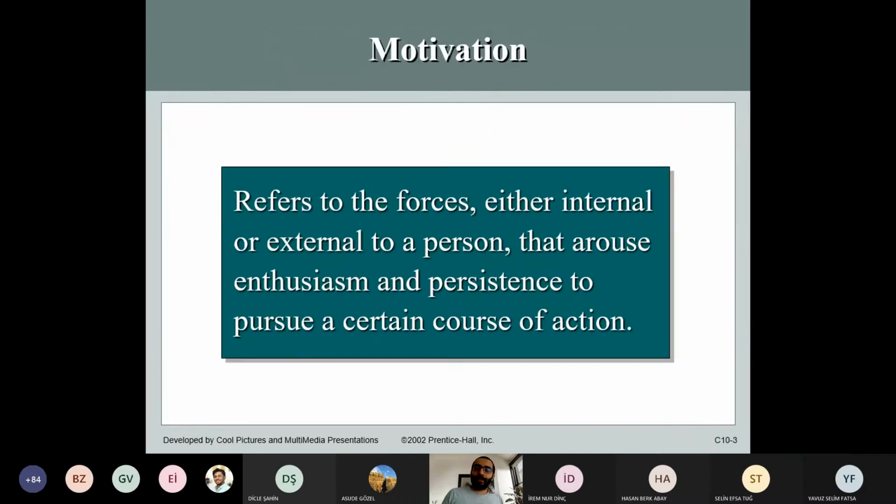What's motivation then? Actually, motivation refers to the forces, either internal or external to a person, that arouse enthusiasm and persistence to pursue a certain course of action. So I think you know the meaning of this word, right? Motivation. We use it in Turkish a lot also. So to motivate someone to do something, right? It could be an internal thing, that you can motivate yourself to reach some goals. Or it could be external as well. Someone can motivate you, right? Okay, you should work, you should do that, you can achieve that. I mean, someone can encourage you to do something.